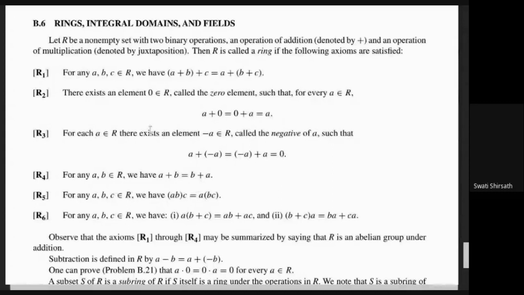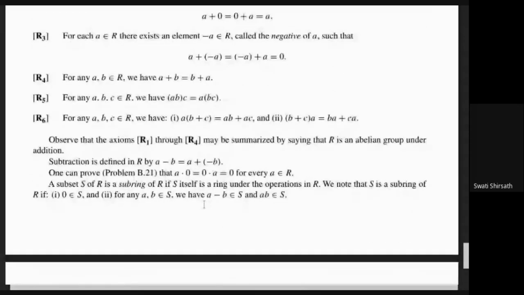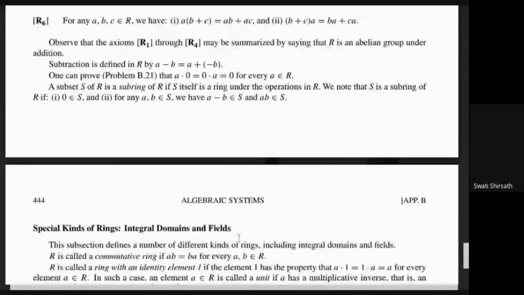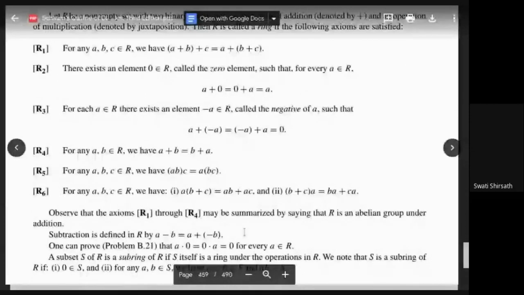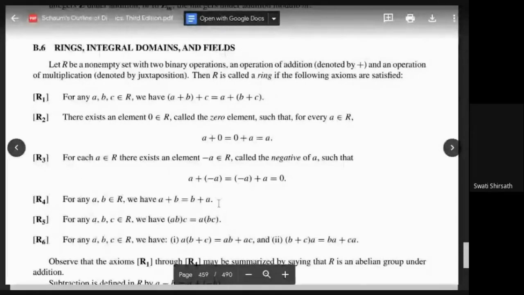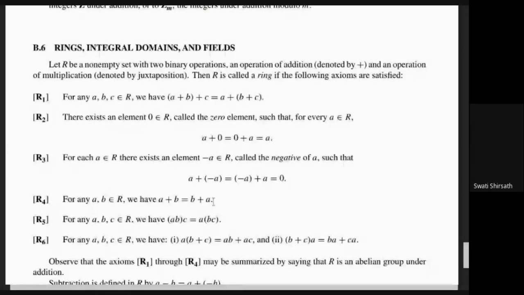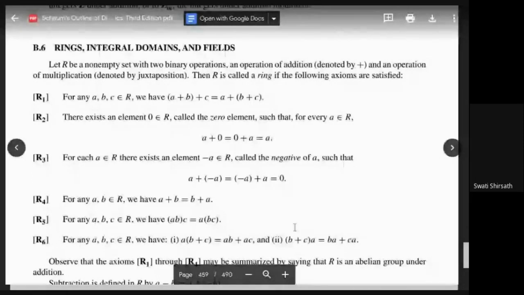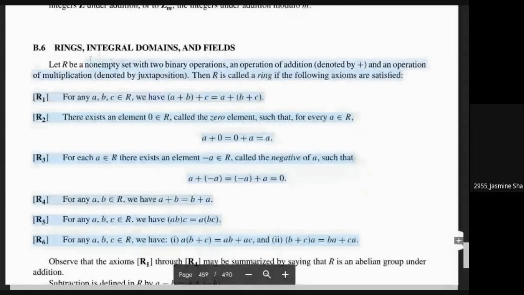But when your ring has an identity element, that is 1 for multiplication, then we call it an identity ring. That is the next topic. So if you are done with this one, I'll go to the next topic. Have you written all this? You have to write till here. No, ma'am, wait.